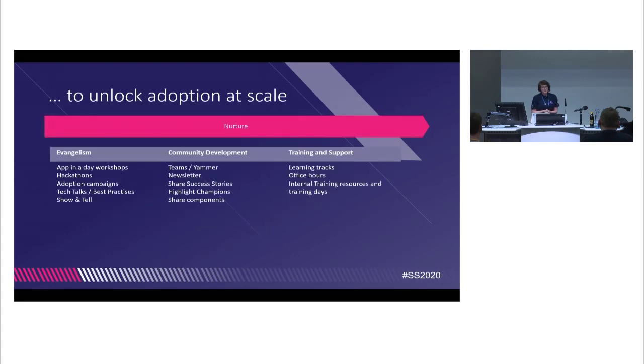But the reason you implement governance, or the reason you start thinking about governance, is to unlock adoption at scale, to really nurture those makers, to find those subject matter experts that have a problem that they want to solve, to really evangelize the product internally, develop a community, provide training and support and learning tracks for those makers. And I want to share a couple of examples of organizations where we've seen that succeed.